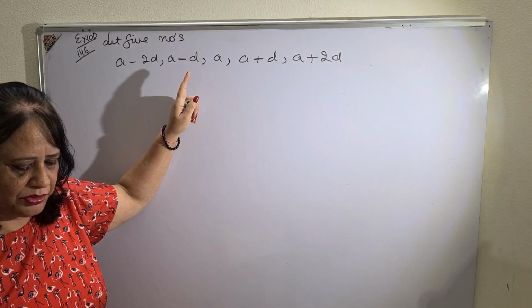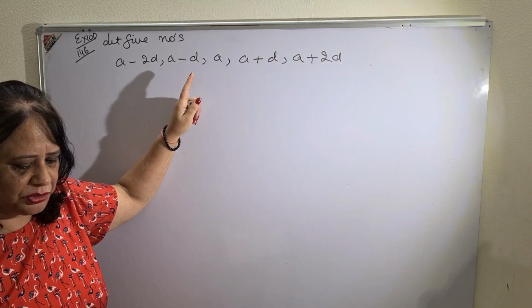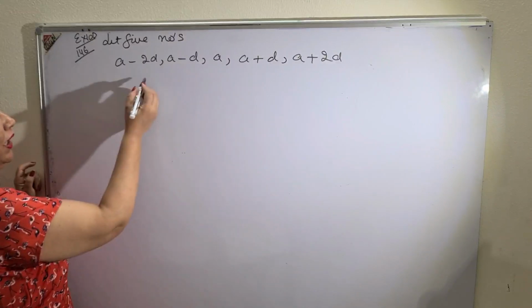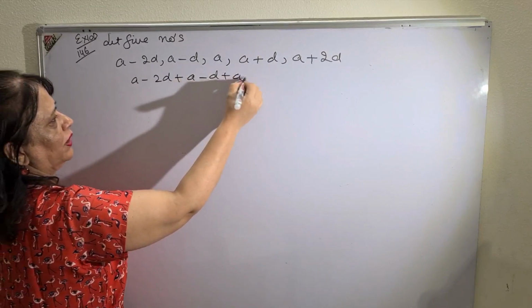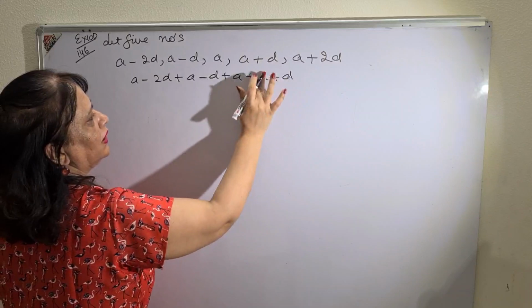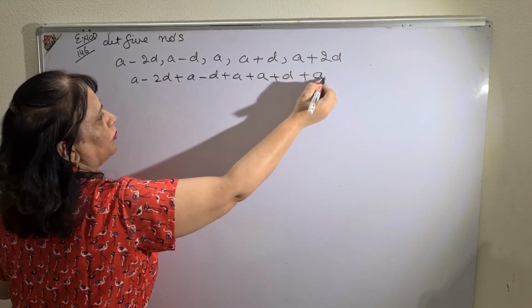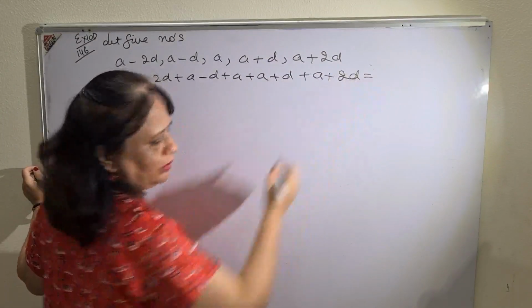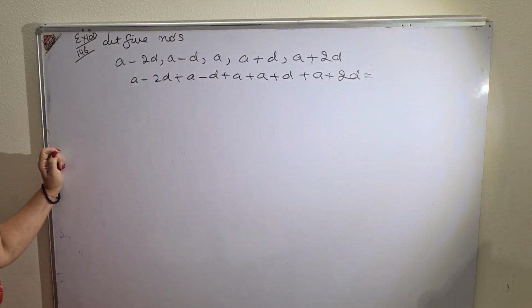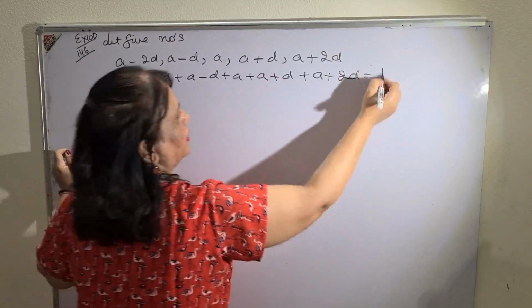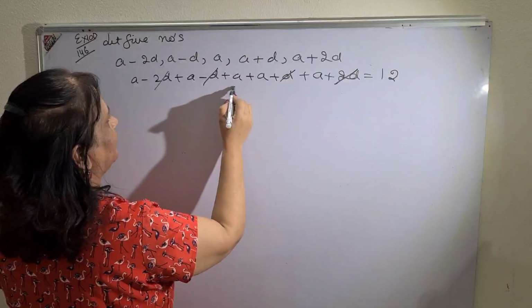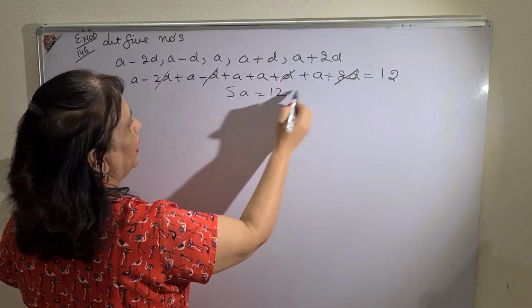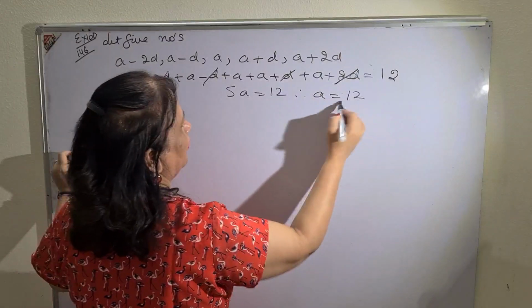5 numbers in AP whose sum is 12 and the ratio of first to last term is 2:3. So you add all of them. It is very simple. If you listen to the video nicely, there will be no problem. The plus 2d and minus 2d cancel, minus d and plus d cancel, and 5a is equal to 12, or a is equal to 12 upon 5.